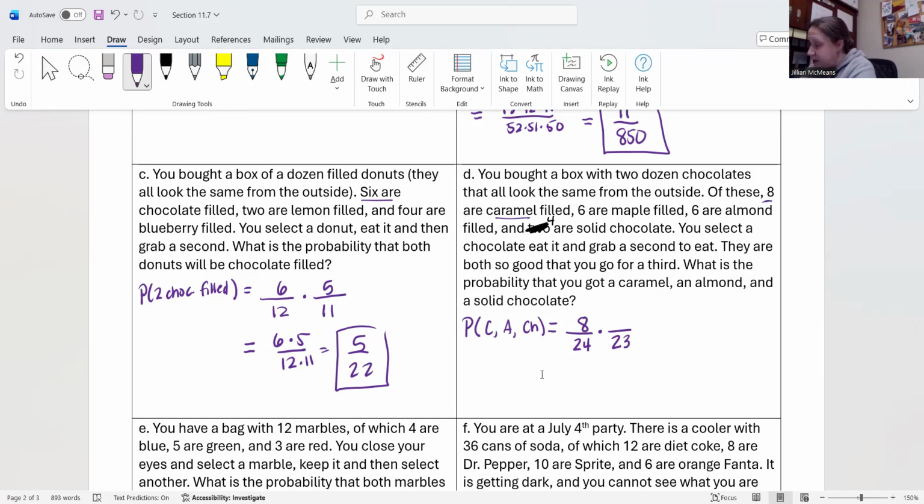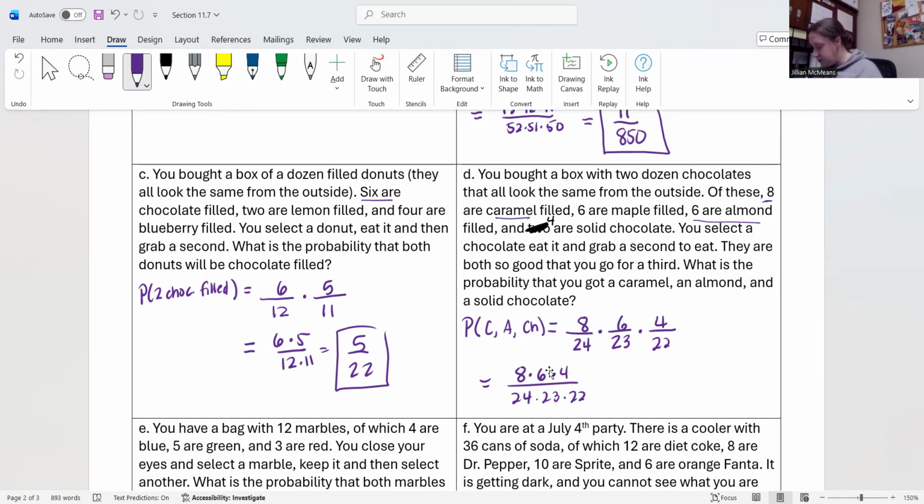So how many were almond? Let's see, there were 6, and we still have 6 almond because we know the first was caramel. And then for the third, we're looking to get a chocolate. It's a solid chocolate. So let's see, that was 4, but we no longer have 23 chocolates. We only have 22. So let's see what we get. For our numerators, we had 8 times 6 times 4. For the denominators, we had 24 times 23 times 22. I'm not going to do this one. I'm not going to switch screens because I've already shown you how to use the calculator. So to save us a fraction of time, I'll use my handheld.